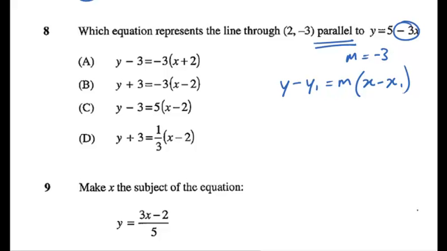So substituting our point in, remembering this is x1 and this is y1. So we've got y minus -3 equals -3 brackets x minus 2. Alright, so we're almost there really. If we look at our possible solutions on the left, it has to be y plus 3, because that becomes y plus 3. So it has to be B or D, and it matches up in this case to B.